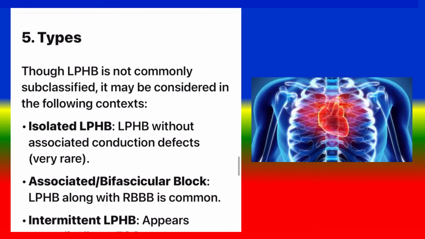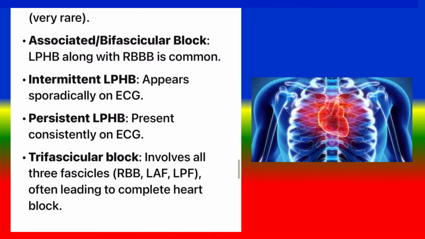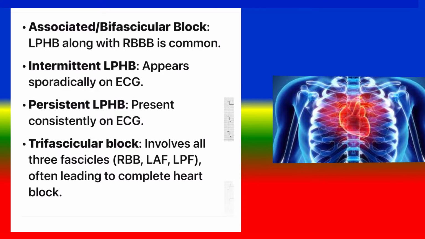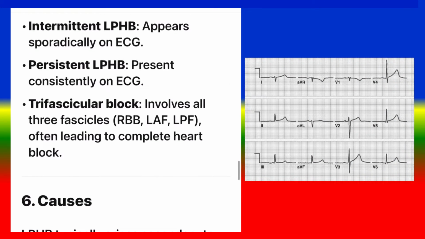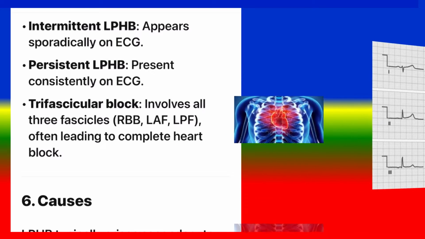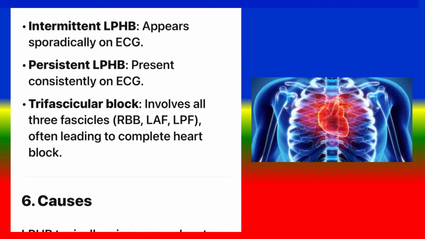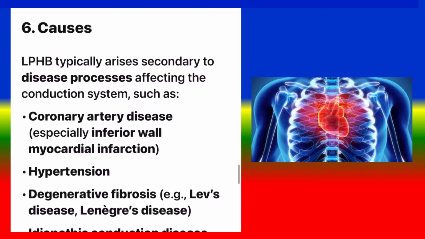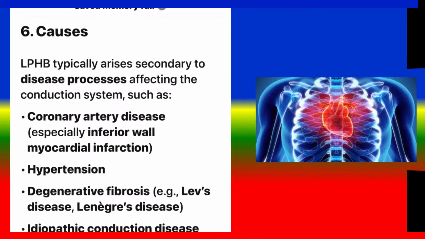5. Types. Though LPHB is not commonly subclassified, it may be considered in the following contexts. Isolated LPHB: LPHB without associated conduction defects, very rare. Associated bifascicular block: LPHB along with RBBB is common. Intermittent LPHB appears sporadically on ECG. Persistent LPHB is present consistently on ECG. Trifascicular block involves all three fascicles, RBB, LAF, LPF, often leading to complete heart block.